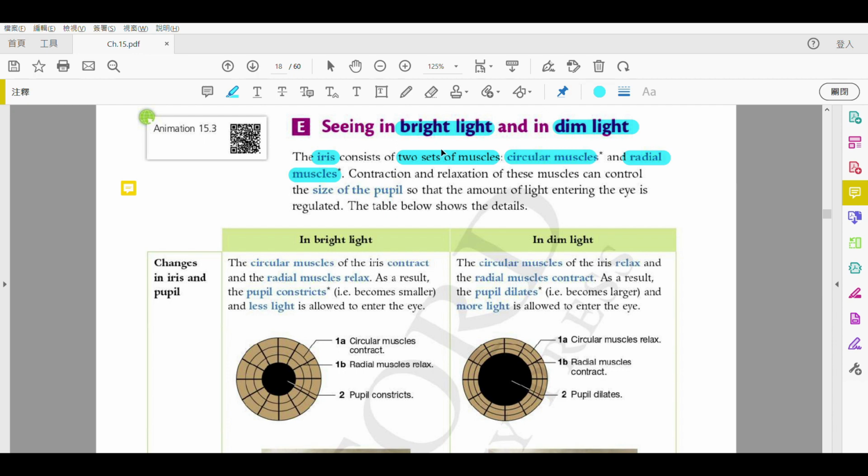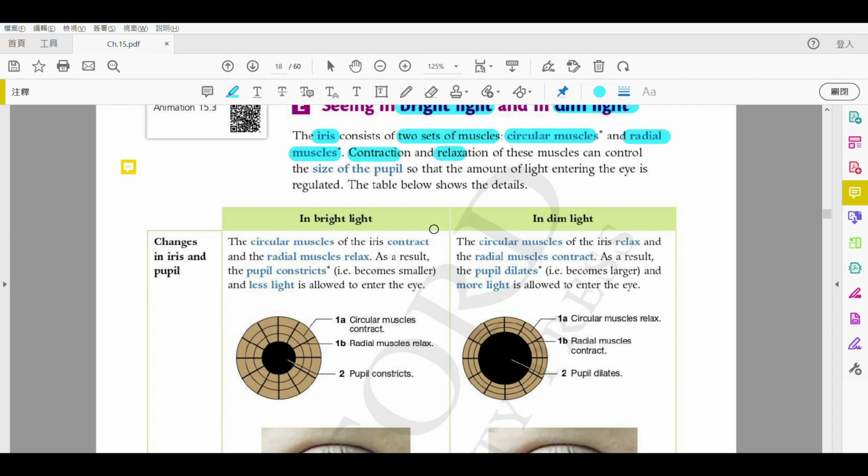So again, when there is muscle, remember these two words. One of them is contract and the other one is relax. Got it? Okay, so the iris will control the size of the pupil, and therefore the amount of light entering the retina or the eye.